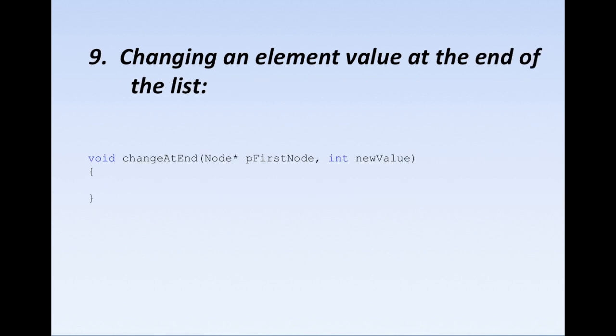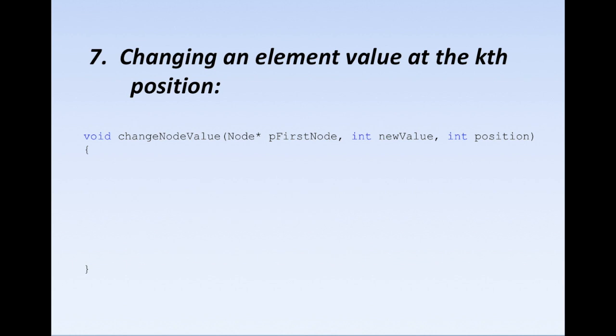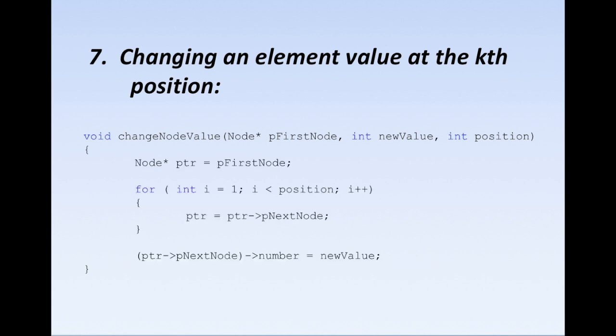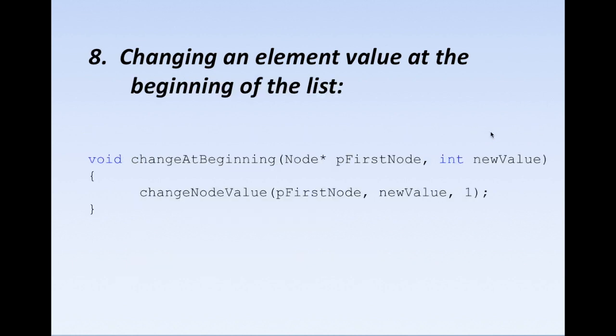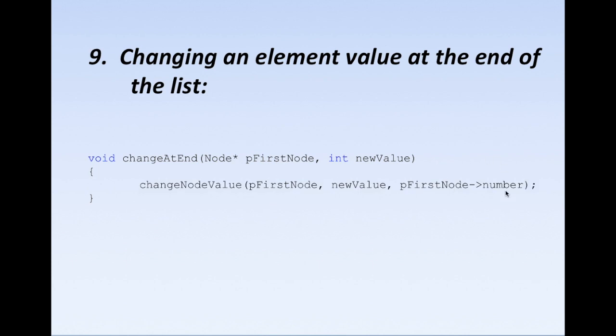Very simple. So changing the value, I will repeat again. Changing the value at a position, we go so that the pointer points to this item, and then for this item pointed to by the pointer, dot number, we change it to the new value. So the position will change: it will become 1 if it's at the beginning, and it will be the number of nodes if it's the last element.